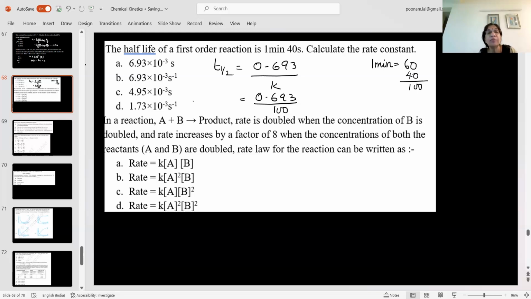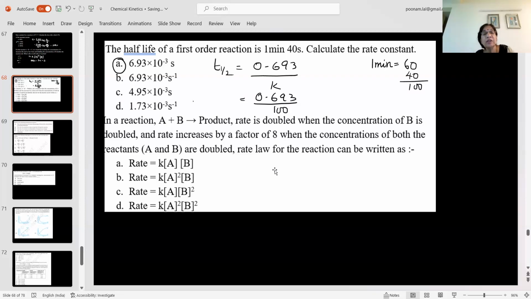Which option, 1 or 2? Tell me. It has to be option 1, because it is the half-life of a first order reaction, so the answer will be in seconds, isn't it? It cannot be T minus 1, even if you don't do the calculation.